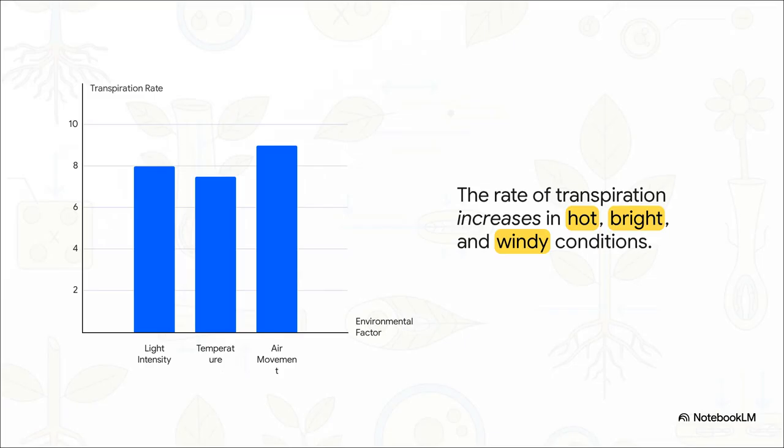Now, this rate of water loss isn't always the same, and this is a classic exam topic. The rate of transpiration speeds up when it's bright, hot, and windy. And it makes perfect sense, right? More light means more photosynthesis, so the stomata open wider. Higher temperatures make water evaporate faster, and wind blows away the humid air right next to the leaf, which encourages even more water to diffuse out.